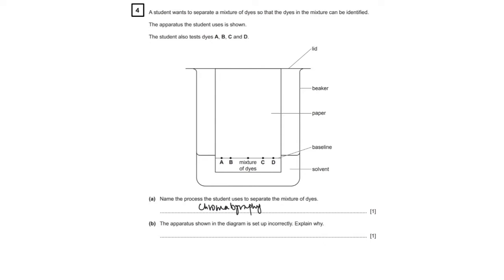The apparatus shown in the diagram is set up incorrectly. Explain why. See, this baseline has to be above the level of solvent, because the idea is that the baseline would be somewhere here, and the solvent will travel up, and then all the dyes will be separated into their components. If you're just dipping the baseline in the solvent, all the colors will be dissolved in the solvent, so separation would not be achieved. So you should know that the baseline must be above the level of solvent.